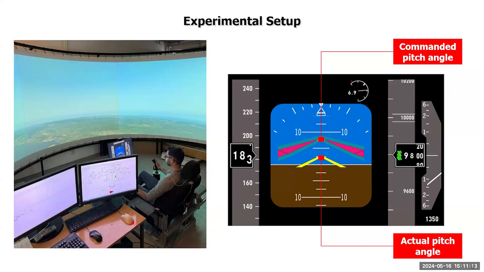Two indicators can be seen on the flight display, the commanded pitch angle indicator on the top of the slide and the actual pitch angle indicator on the bottom. The goal for the pilot in the pitch tracking task is to follow the commanded pitch angle indicator as closely as possible with the yellow actual pitch angle indicator during the whole task. The commanded pitch angle indicator is driven by a pseudo-random signal, and it moves only in the vertical axis of the primary flight display.